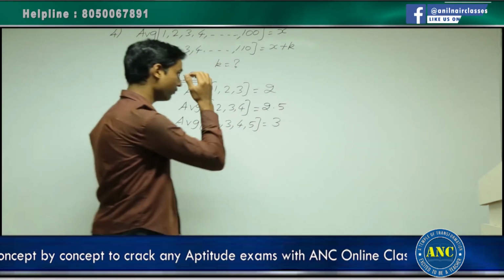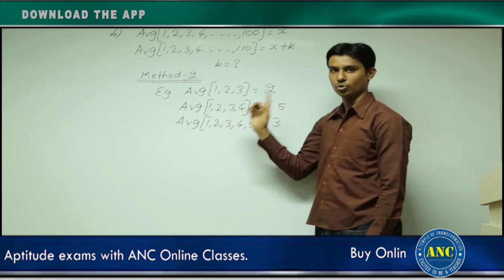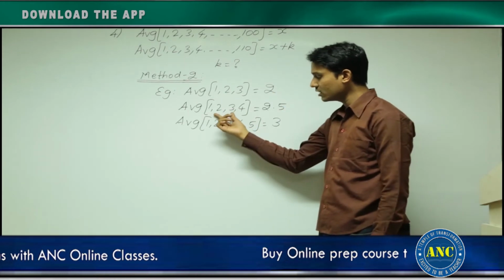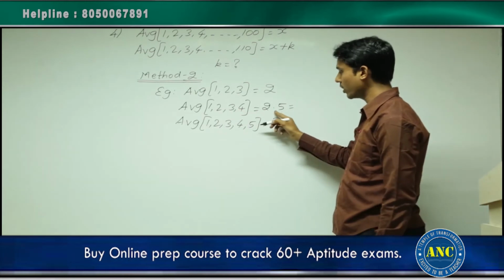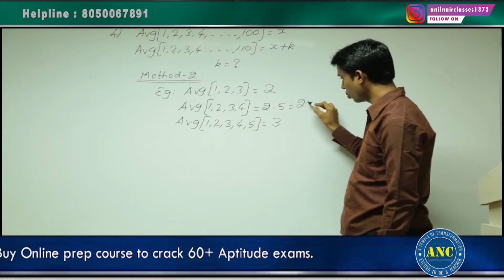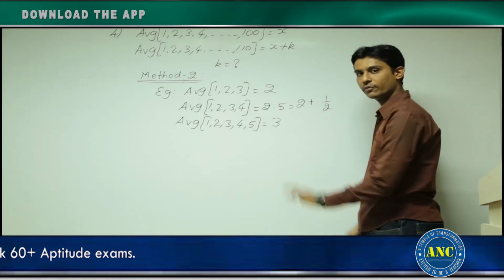Now if you observe carefully, the original series has 3 terms and the original average is 2. I increased by 1 term and got the average as 2.5. Can I write this 2.5 as the original average 2 plus 1 by 2? 2 plus 1 by 2 is nothing but 2.5, right?